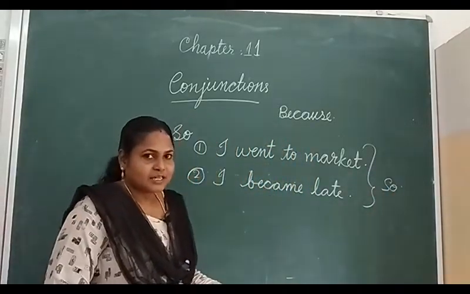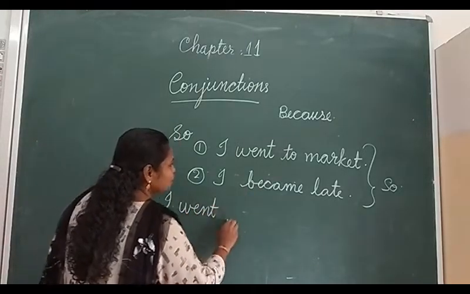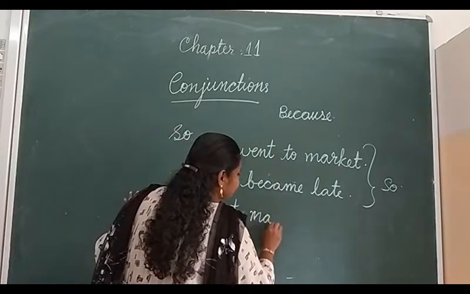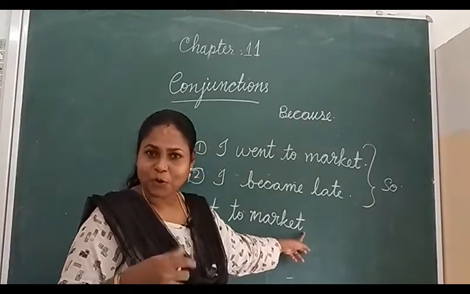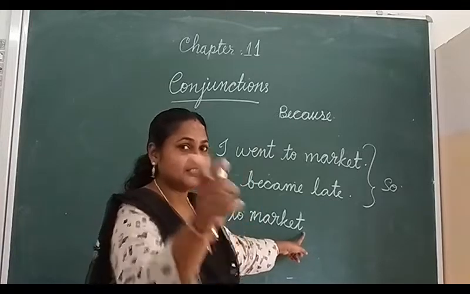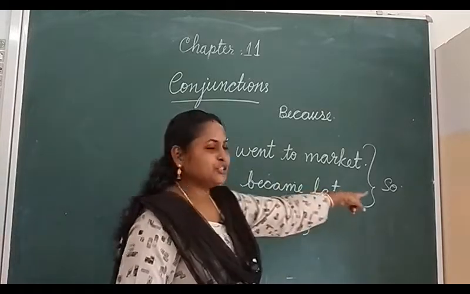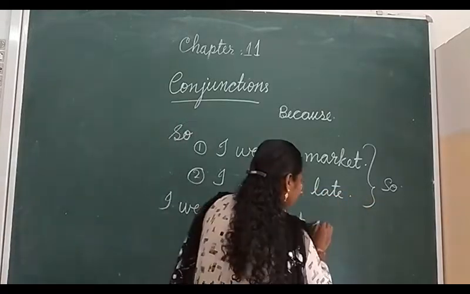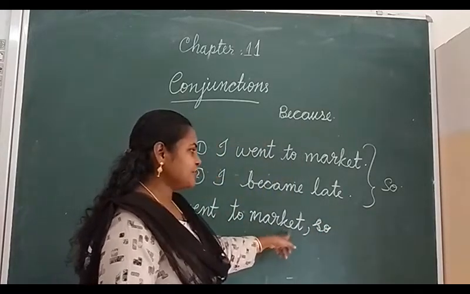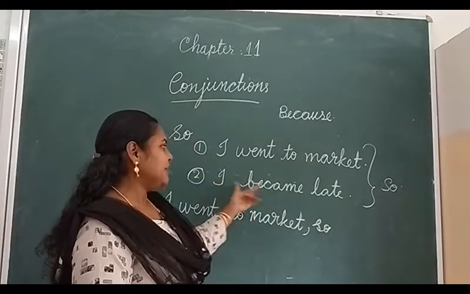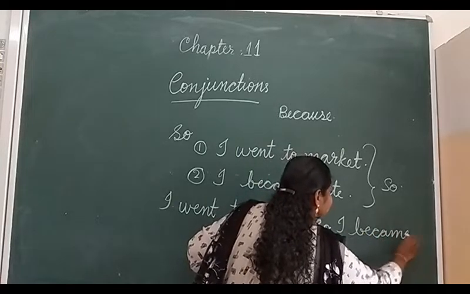Shall we do this? I went to market. What do we need to put here, full stop or comma? We need to insert the comma here. Then after that we need to use the conjunction so. I went to market, so, then the second sentence, I became late.